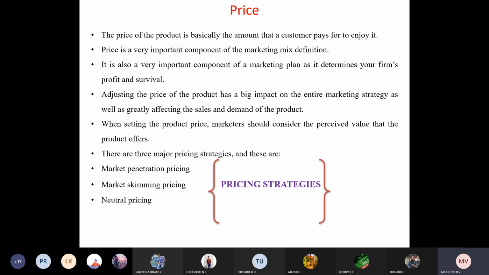Apart from Geo, can anybody tell me any other example? Are you getting my point? Penetration pricing. Hello? Are you getting my point? What is called penetration pricing? Penetration. Hello?